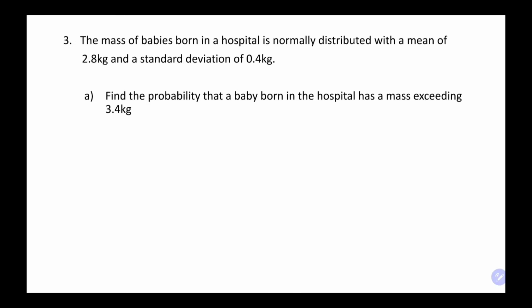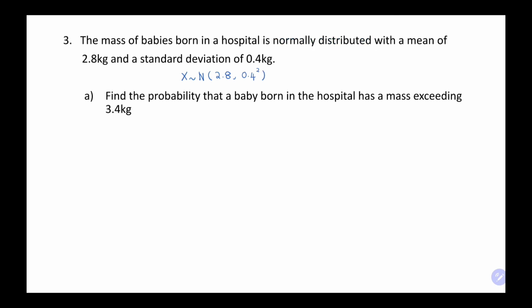We continue question number 3. The mass of babies born in a hospital is normally distributed with a mean of 2.8 kg and a standard deviation of 0.4 kg. So we know this question is normally distributed. We write X normally distributed with mean 2.8 and standard deviation 0.4. This one is for variance, so we put 0.4 squared.